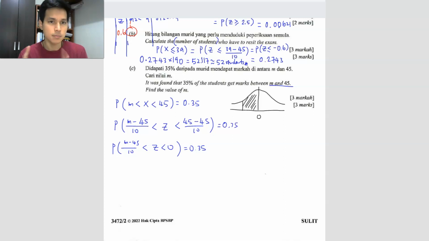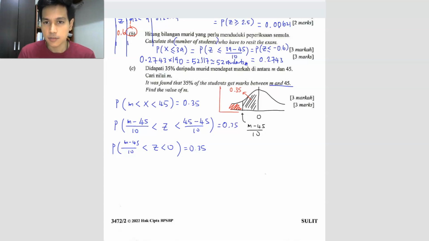Correct? It's supposed to be in between, because this is 0, right? So it's at the middle part. Okay, so here is going to be M minus 45 over 10, and the probability here is 0.35. So if you're using the calculator, you have to look for this. If you're using the table also, you have to look for that. But the solving method is slightly different. Just slightly only. So in this case, how to find this?